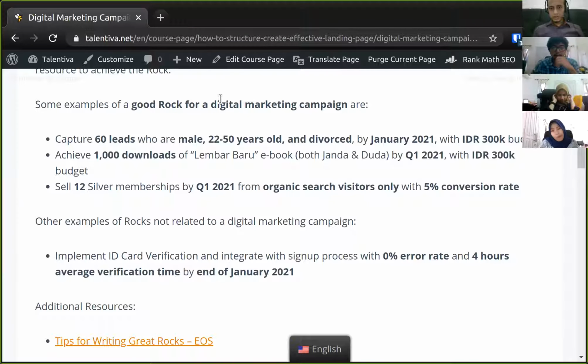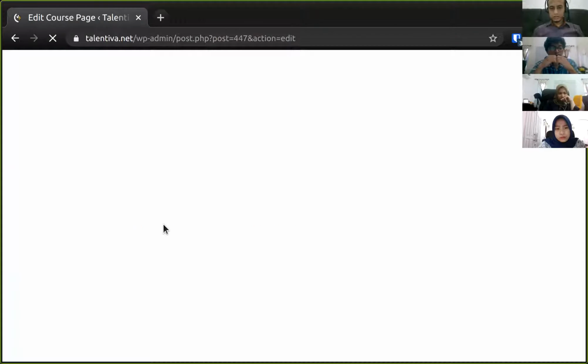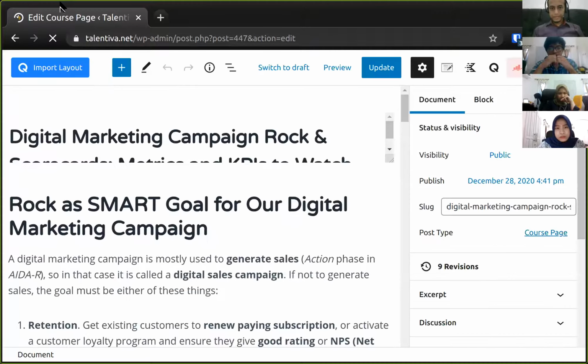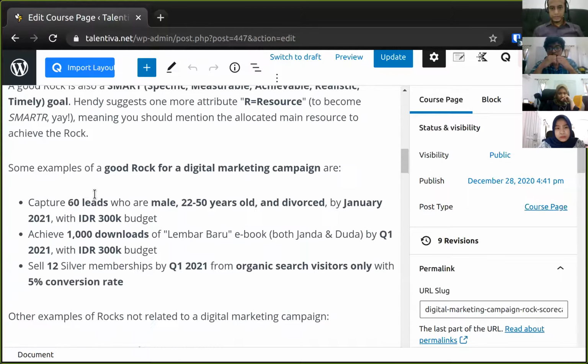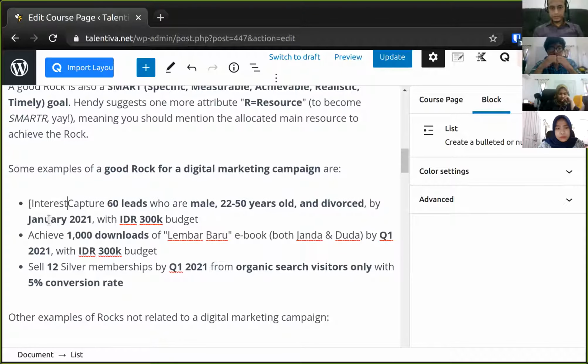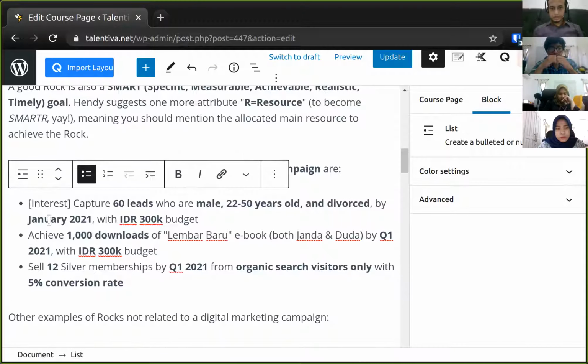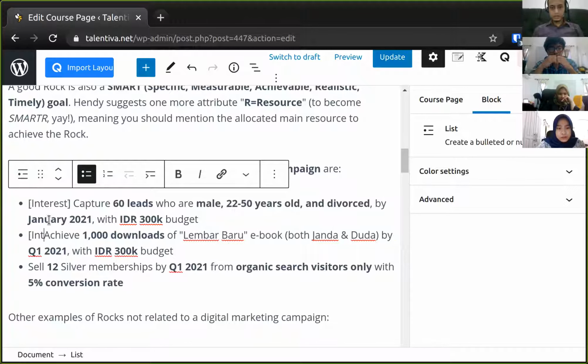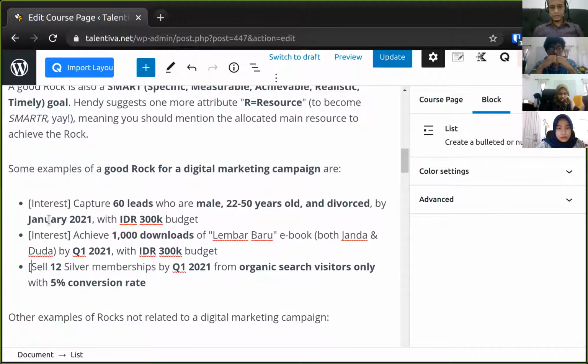Oh, okay. All right. So maybe I will try to edit this one because I can edit it. So actually, this one will be okay. So this one is for interest. This is most likely for interest as well. And this one is for action. I hope this is clear. Is it what you are asking?